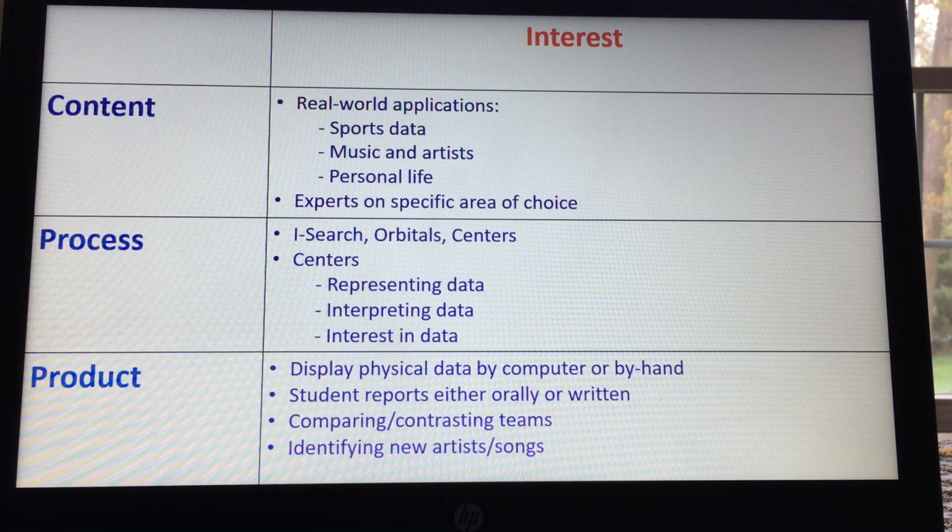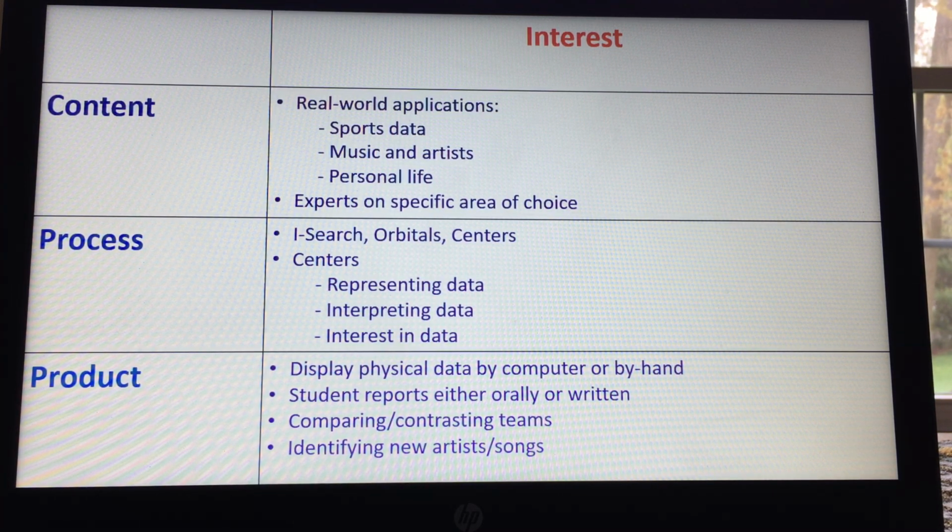Interpreting the data, students are given charts already pre-assembled and must interpret the data, figure out the best course of action, and predict future results based off of what they are seeing. And then the interest data, which ties into the real-world application of sports, music and artists in their personal life. Having students compare songs and compare artists to see who is on an uptrend and who's on a downtrend, as well as in the sports world as well.